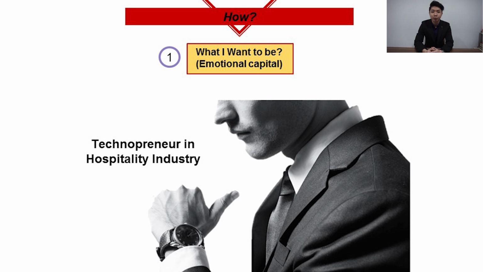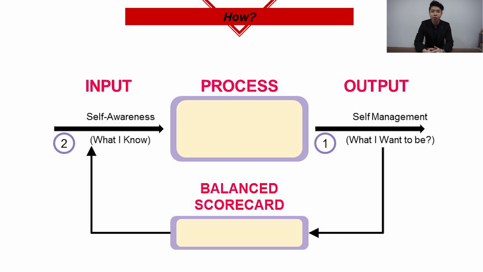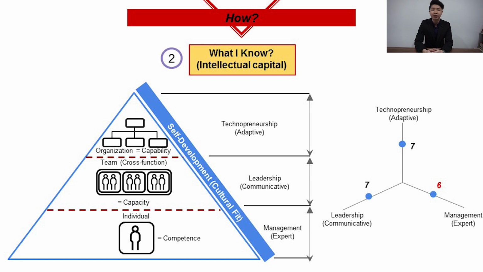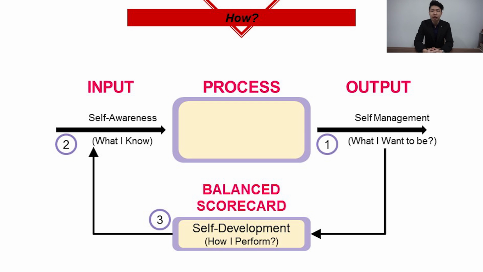After knowing about what I want to be, I have summarized my self-awareness, which is what I know. In my intellectual capital, I have summarized my self-assessment test, my organizational capability, and team capacity, and also the individual competence. However, in this test, I marked a low score in the expert skills. Thus, I need to improve my expert skills. Now, moving on to the balanced scorecard.